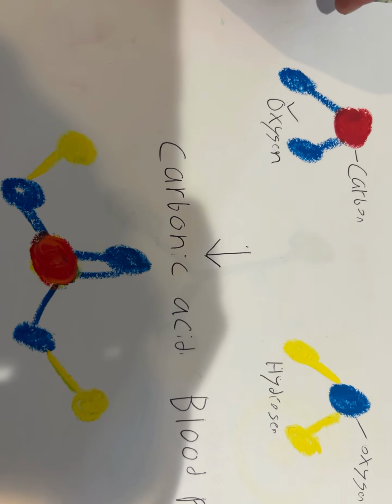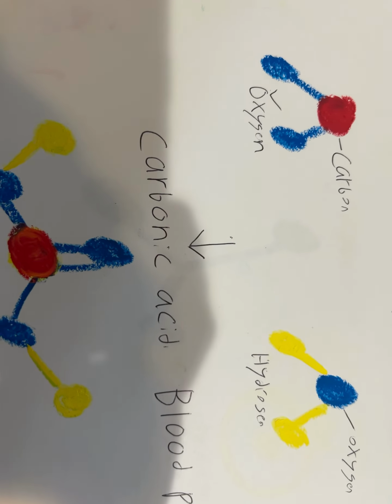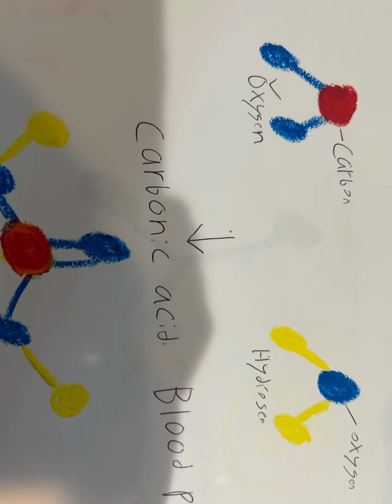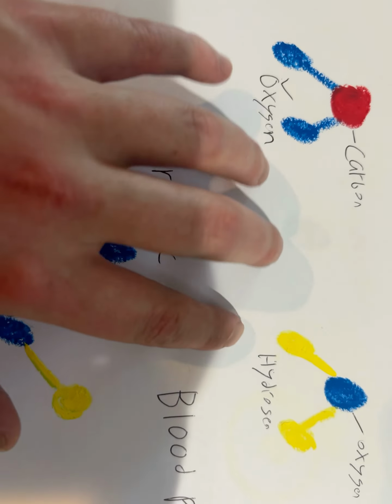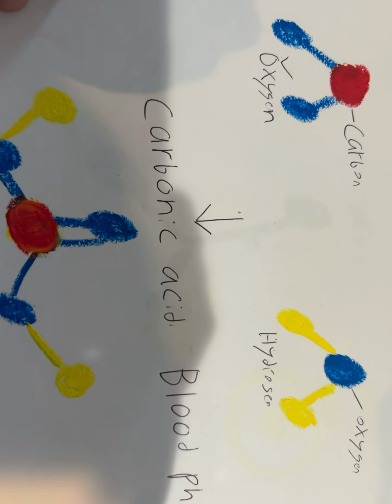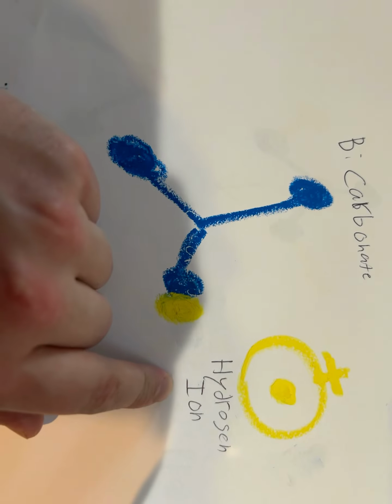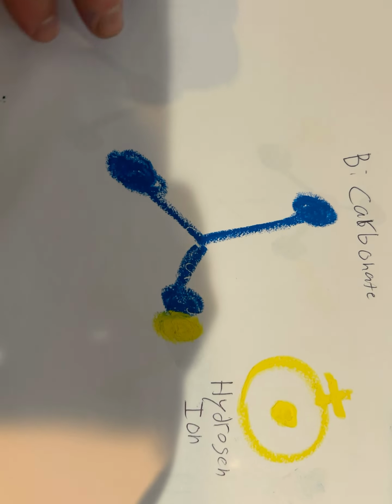So what happens is carbon is forced out of the systemic cells into the capillaries and into the rest of the blood, and then it binds with water to become carbonic acid, which then dissociates into hydrogen ions, and this is the important part, and bicarbonate.